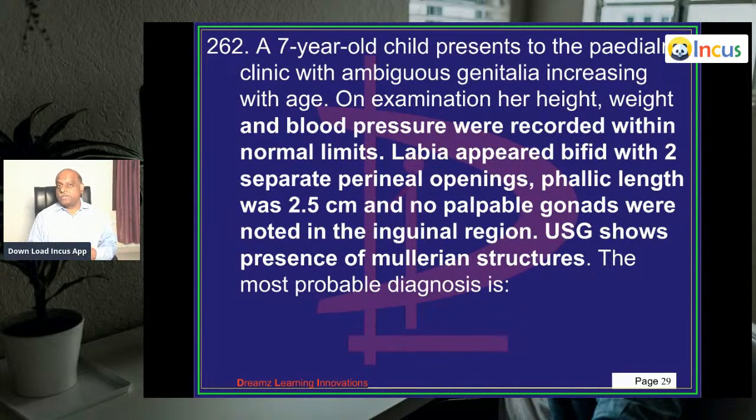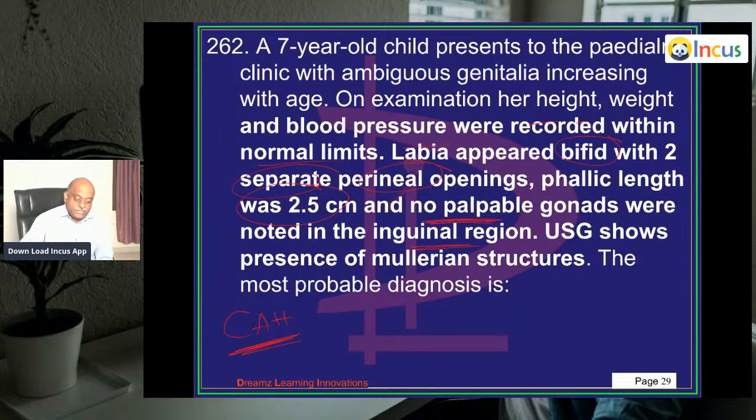Common variable immunodeficiency, chronic granulomatous disease, which is cell-mediated, which is humoral immunity, everything we discussed in microbiology, you need to be 100% sure. A 7-year-old child presents with ambiguous genitalia. So, doctor, congenital adrenal hyperplasia, the examiner will not leave it. Height, weight, BP, everything is within normal limits. Labia appears bifid with 2 separate perineal openings. Phallic length was 2.5 centimeters. No palpable gonads in the inguinal region.